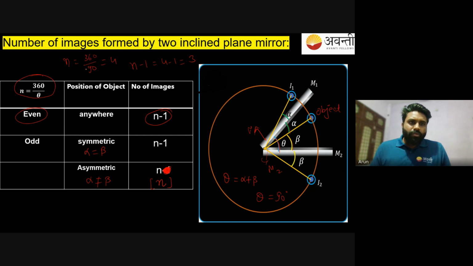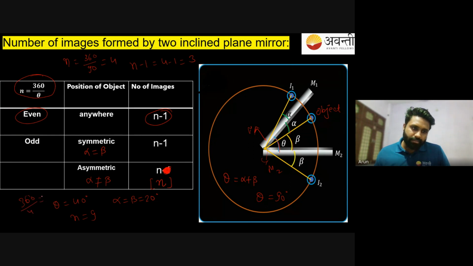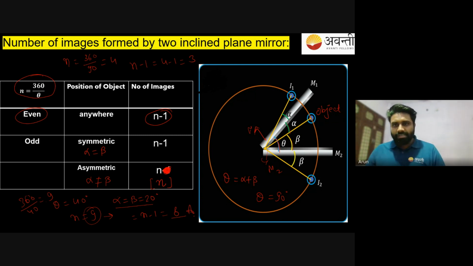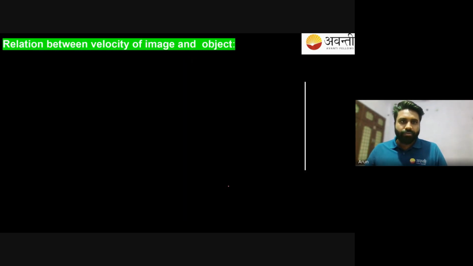Okay, so if I just take an example, like theta is equal to 40 degrees we have, and we have alpha is equal to beta is equal to what? 20 degrees also. So n we have 9, because 360 divided by 40 will be 9. So we have n odd, and this is also symmetrical because alpha is equal to beta. So how many images will we get? It will be n minus 1, which is 8. Okay. If you have any doubt in this, you can ask. Otherwise, we will move on to the next.